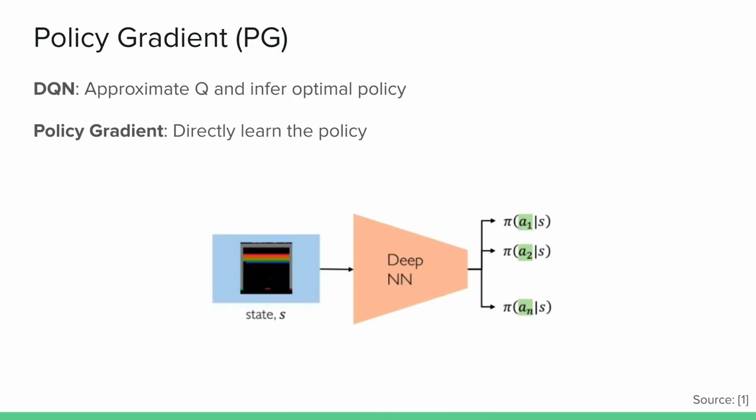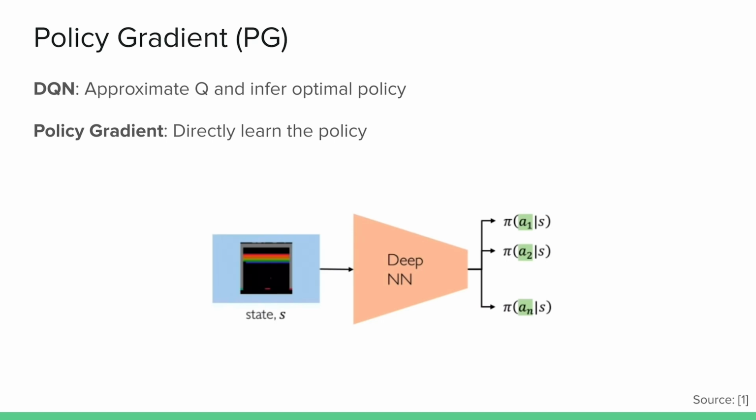So what can we do instead? With Q-learning, we're learning to approximate that Q function and then infer the optimal policy by always taking the action that gives us the maximum reward. But we can also directly learn the policy, and that is called policy gradient, where we try to learn the actions that we should take in whatever state we are. So we again feed the state into the deep neural network, and what we try to learn is the policy of potential actions given that state.